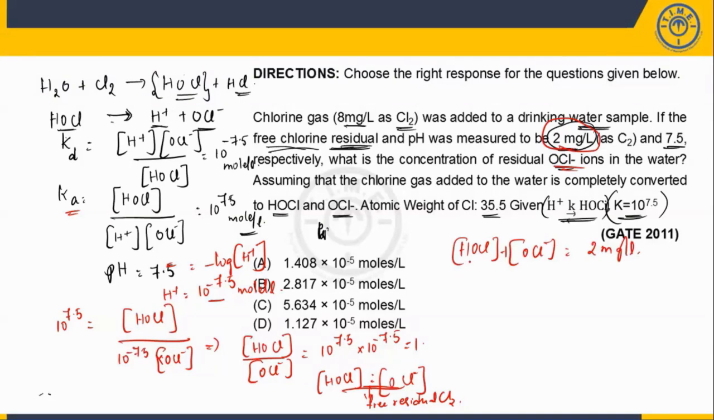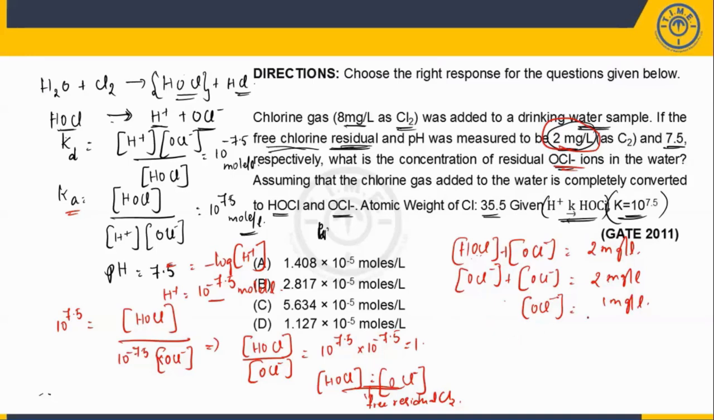Both are equal. So instead of HOCl, can I write OCl minus? Yes. So twice OCl minus is 2 mg per liter. How much is OCl minus then? 1 milligram per liter.